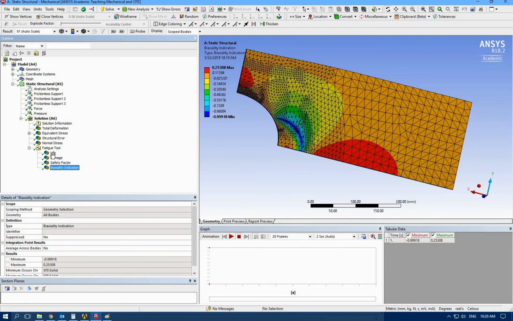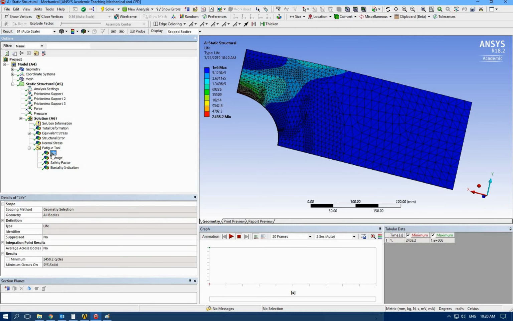What else? Let's check life. As you can see, we have lower life close to stress concentration, and the blue area is the infinite life, which we say 10 power 6. As you can see, ANSYS also considers 10 power 6, and this area is going to have less life.